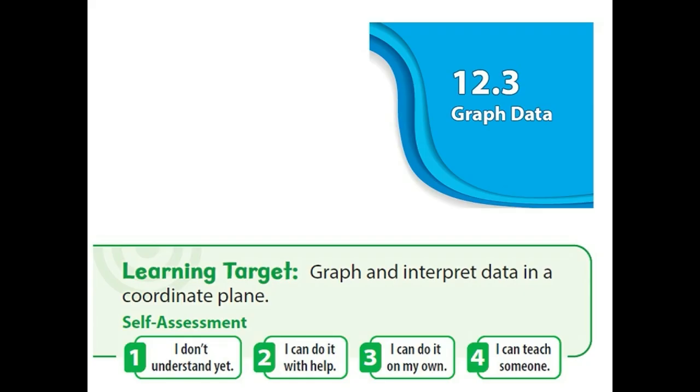So our learning target today is to graph and interpret data in a coordinate plane, and hopefully, as always, you can do it on your own by the end of the lesson.